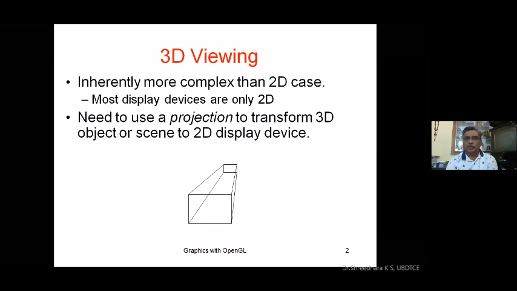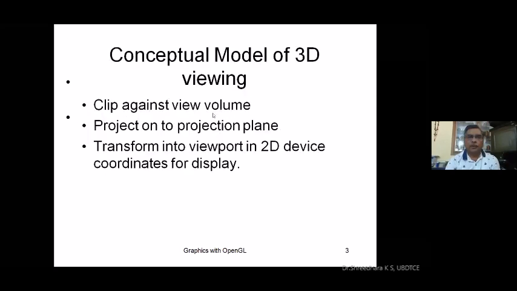So with this, let us start the discussion on 3D viewing. Whenever you conceptually model a 3D viewing object, you have to clip against the view volume. Only the portion of your observation should be taken and the remaining data should be removed. So that is the clipping you have to do.